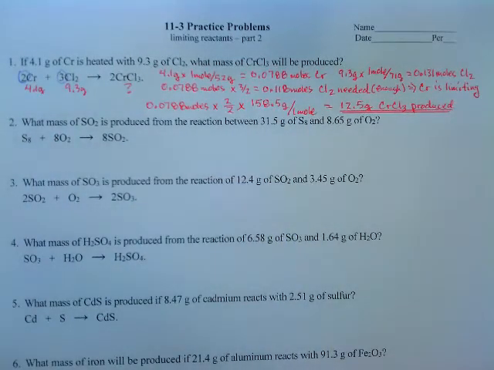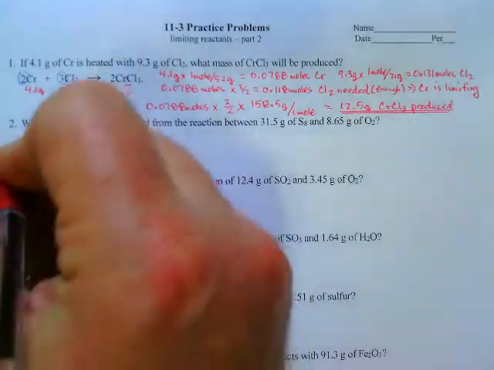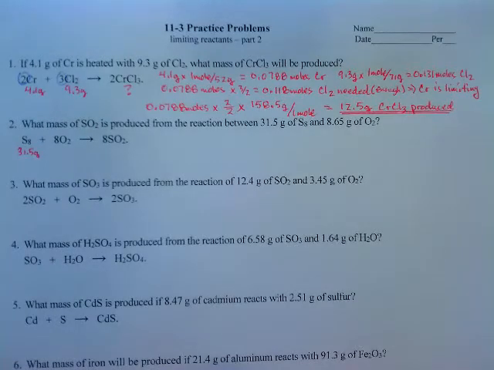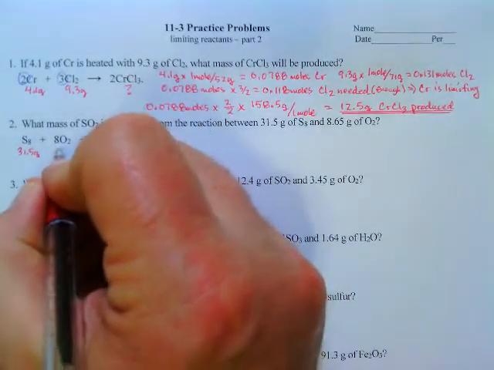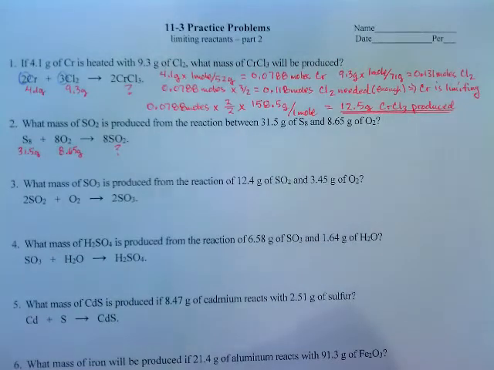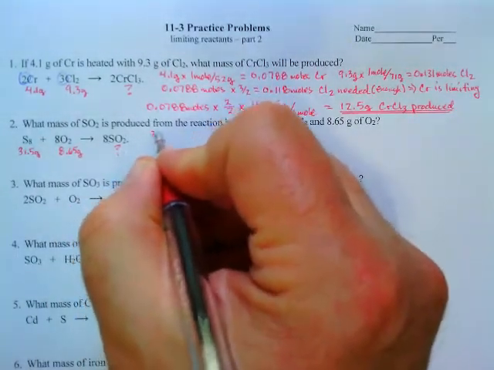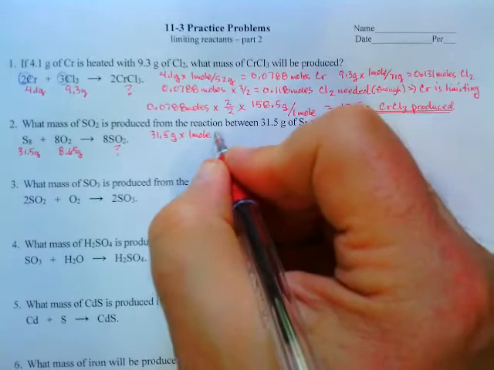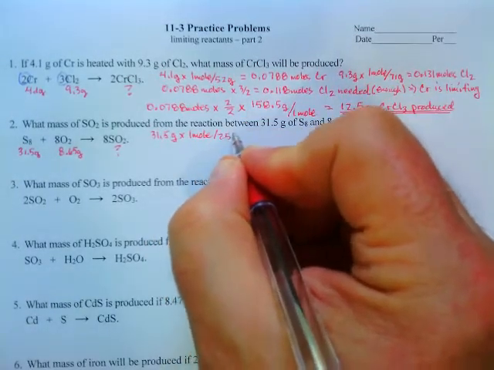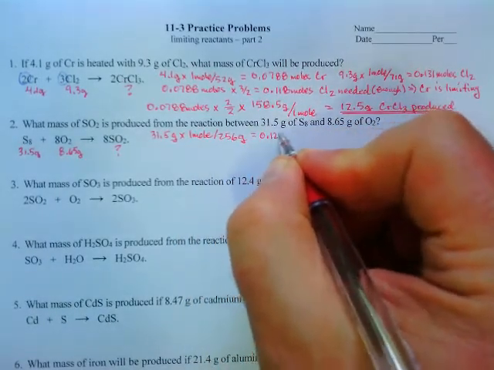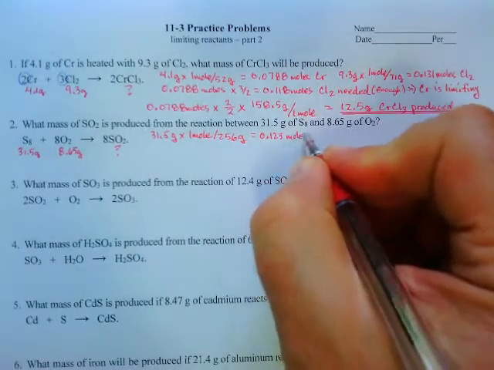Okay, let's go ahead and do one more. We have 31.5 grams of sulfur 8, and we have 8.65 grams of O2, and of course we want to know how much SO2 are we going to produce. So 31.5 grams times 1 mole over 256 grams, 8 sulfurs, 8 times 32, gives me 0.123 moles of S8.